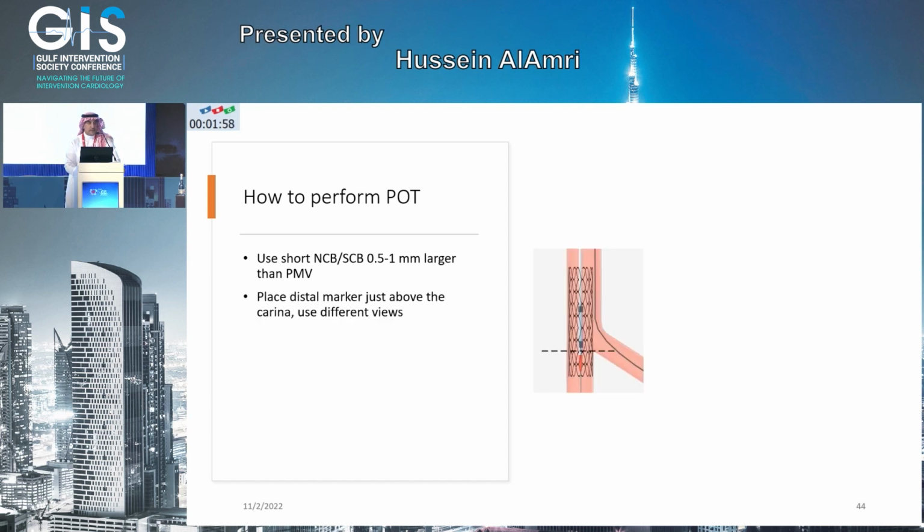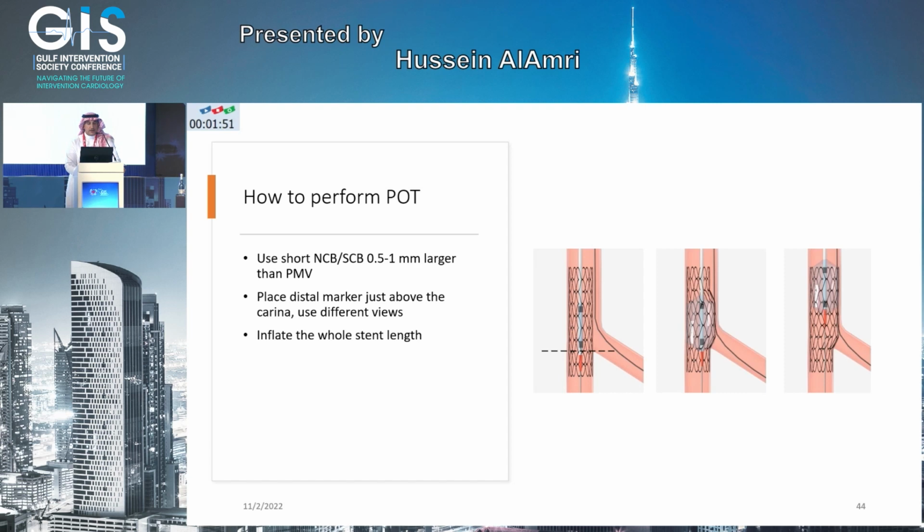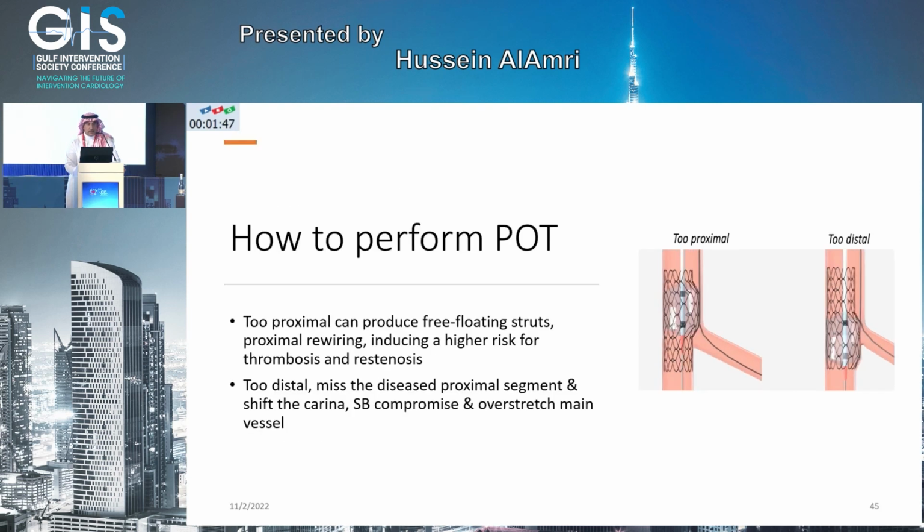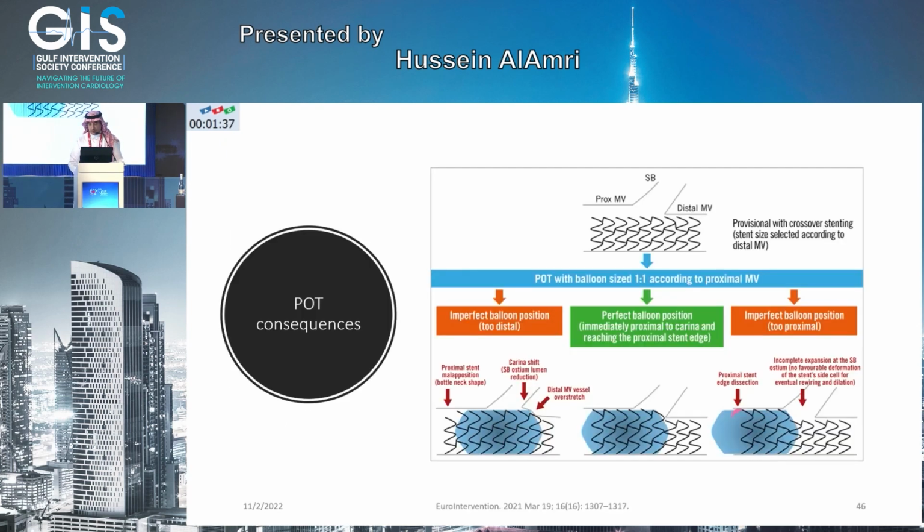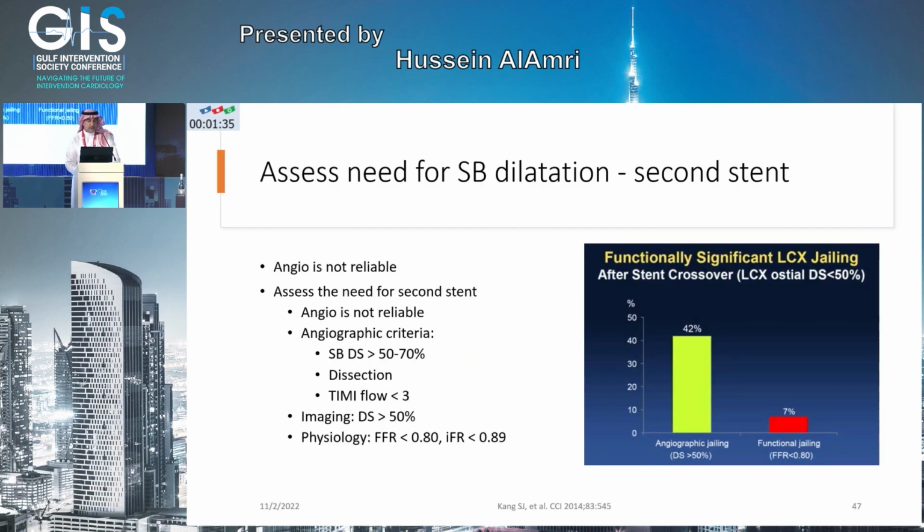You have to mark the distal edge of the carina, then you place your marker of the balloon just before it, you inflate, and then you optimize the proximal segment. If you go too proximal, then you will not cover the ostium. If you go too distal, then you will oversize or overstretch the distal vessel, and you will also displace the carina, and this results in worse outcome.